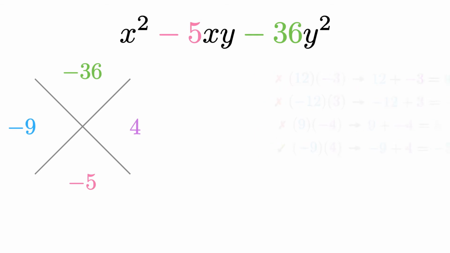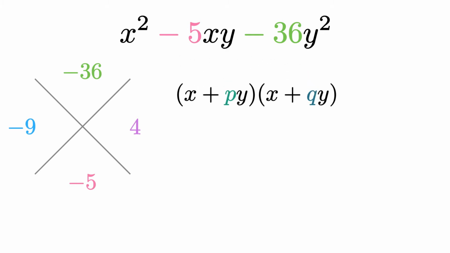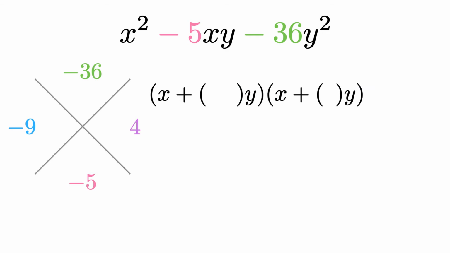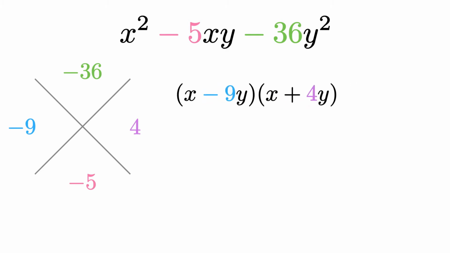From here, we're now going to factor it. So since the leading coefficient of this expression is 1, we're going to factor it in the form of x plus p times y times x plus q times y. And what we're going to do is sub in our negative 9 and 4 into the p and q. So when we do that, it'll become x plus a negative 9 times y times x plus a 4 times y. And we'll clean that up, and it'll leave us with x minus 9y times x plus 4y.